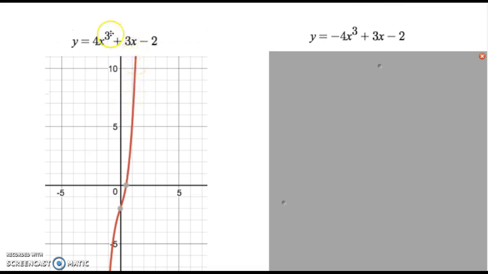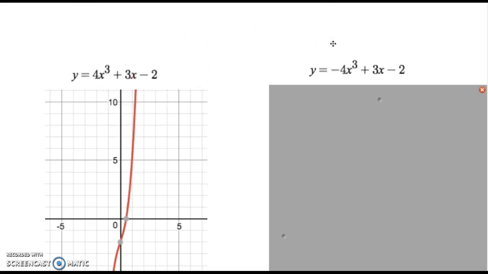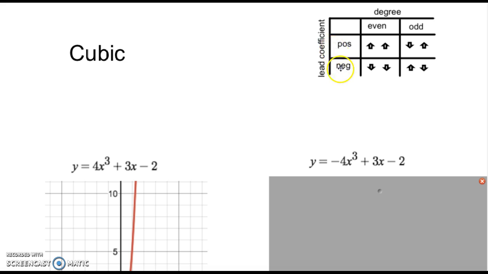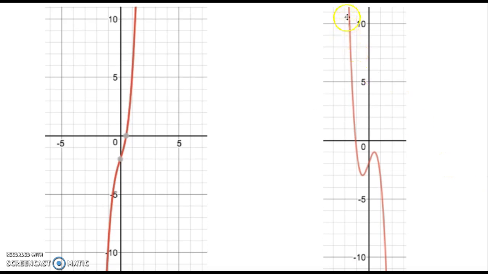And again, even though I changed the exponent, our y-intercept is still -2, because all of the x's would become zeros and all that's left is -2. On the problem right next door, same thing, only I put a negative on front. So we notice if we have a negative with an odd degree, our end behavior is up and down. And sure enough, that's what we get here, up and then down.